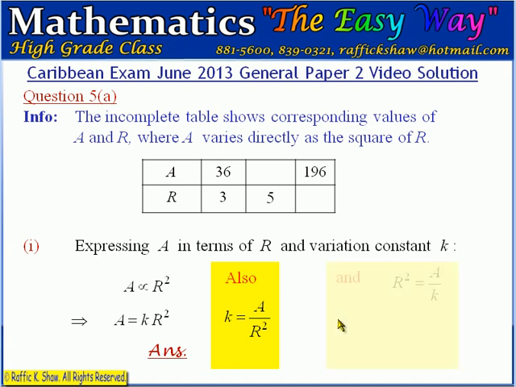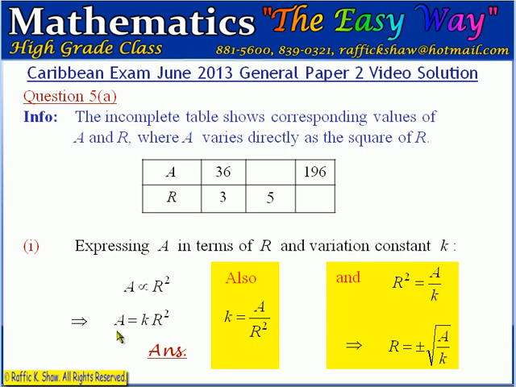We are also going to need to find a value for R, and therefore we can make R the subject of this equation. R squared would be equal to A divided by K, since we divide by the K here. To find R, we take the square root of both sides. And when we calculate a square root, we have to consider positive or negative. So R can be equal to positive or negative the square root of A divided by K.